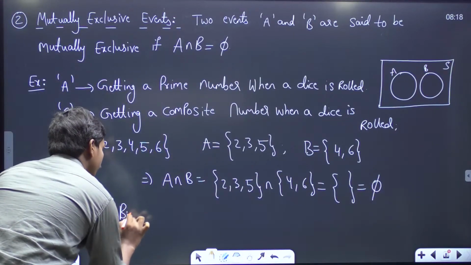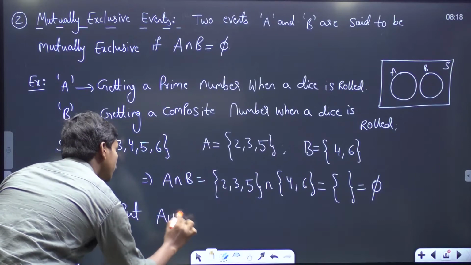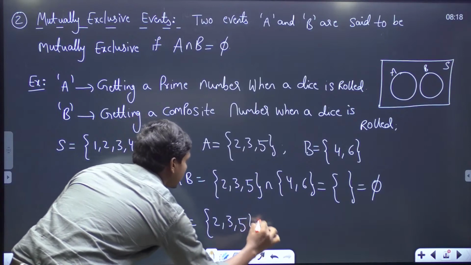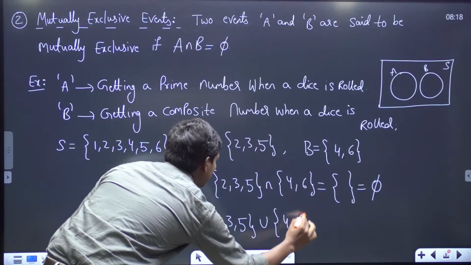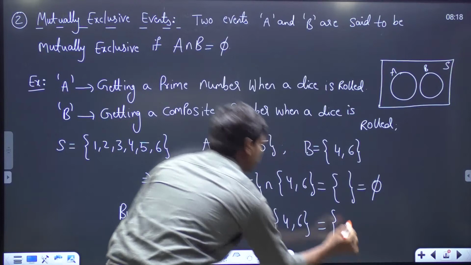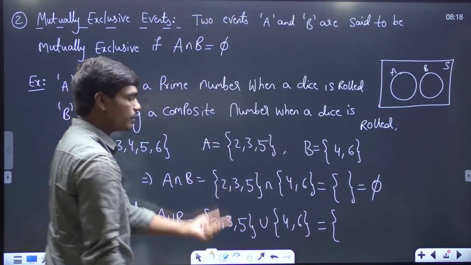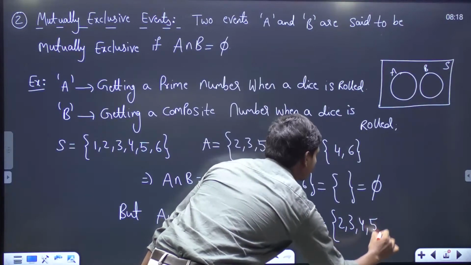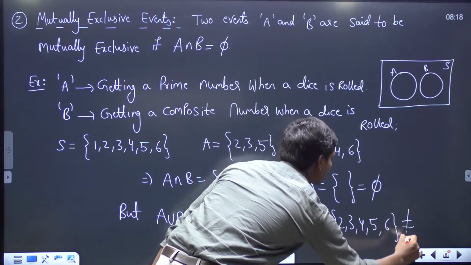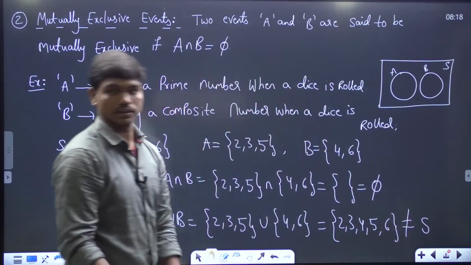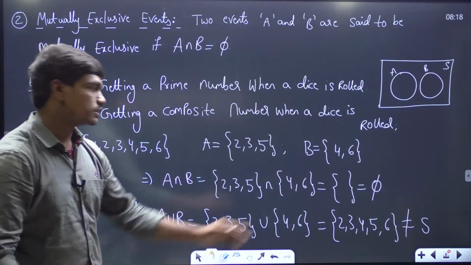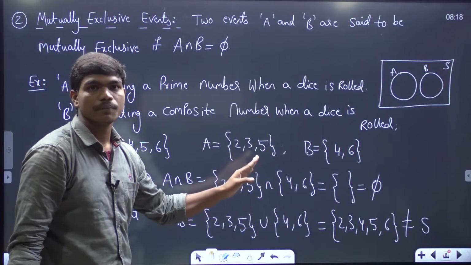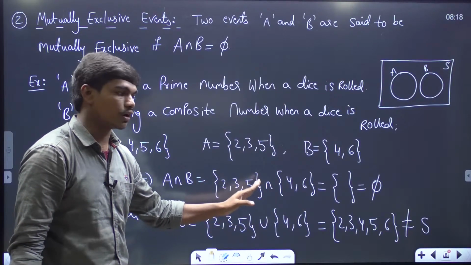But if you write A union B, which is {2, 3, 5} union {4, 6}, you will get the set with elements in both sets. Union is nothing but writing the elements of both sets: 2, 3, 4, 5, 6, and you can see this is not equal to the sample space. Understood? So these events you can call mutually exclusive events, but you can't call them mutually exhaustive events. Clear to all of you?